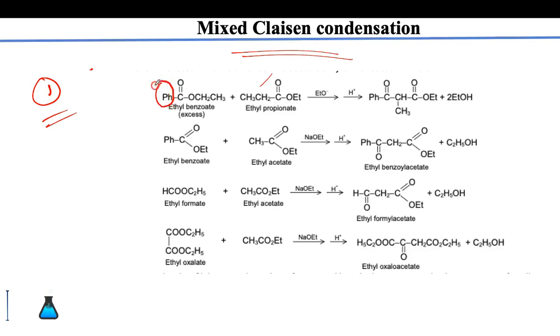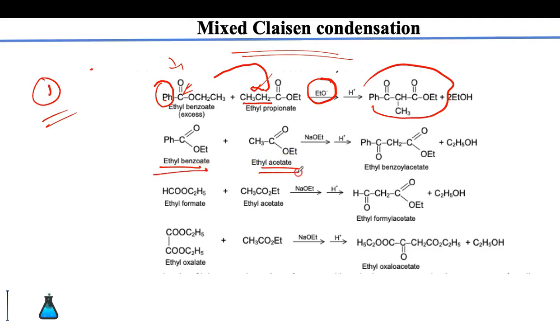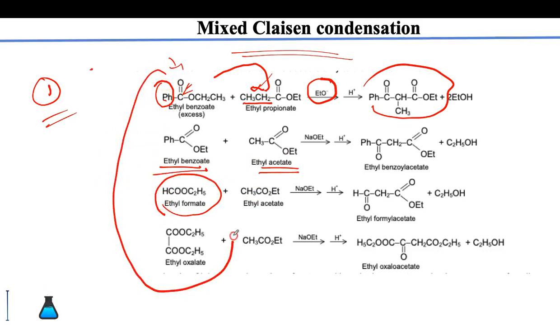This is phenyl benzoate, this is ethyl propanoate, treated with the base, and there is no alpha hydrogen in this molecule. So this alpha hydrogen will be removed and this acts as a nucleophile at this carbon. You will get this molecule. Similarly, another example, ethyl benzoate and ethyl acetate. It consists of no alpha hydrogen. I have taken all these molecules having no alpha hydrogen.